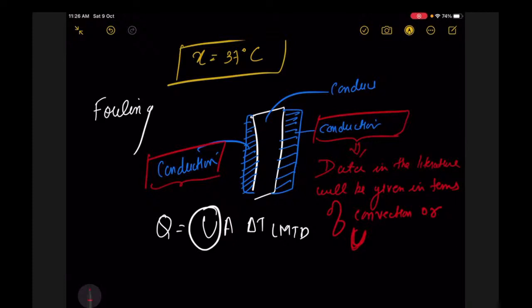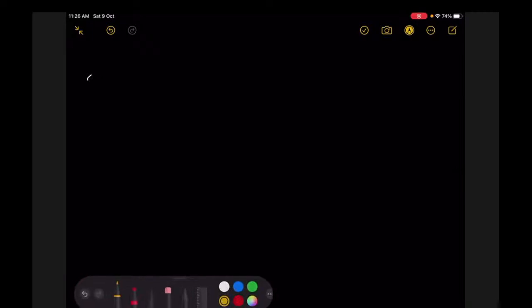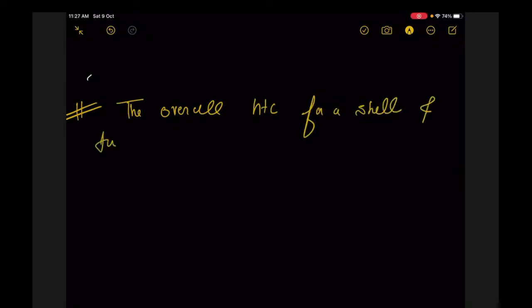I have told this earlier also. Once again, I have explained so that now you will be comfortable while solving the question. Solve the question. The overall heat transfer coefficient for a shell and tube heat exchanger is 400 watt per meter square Kelvin.